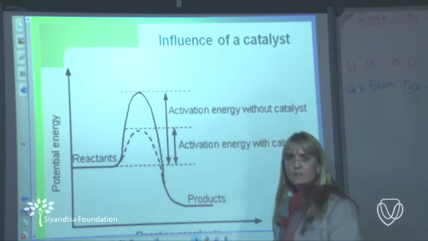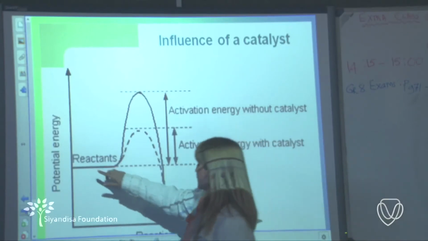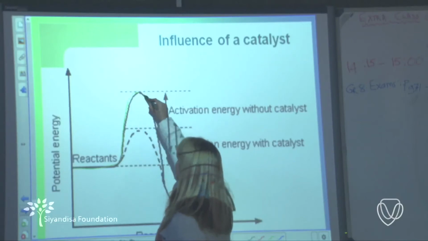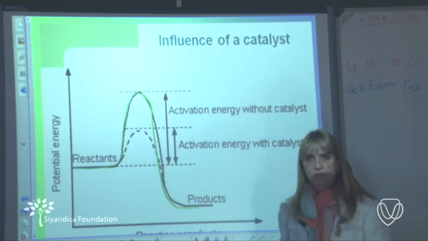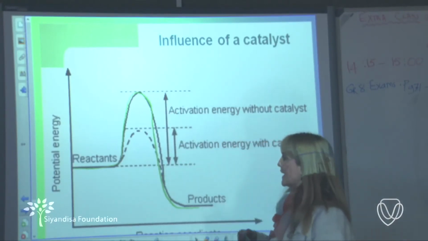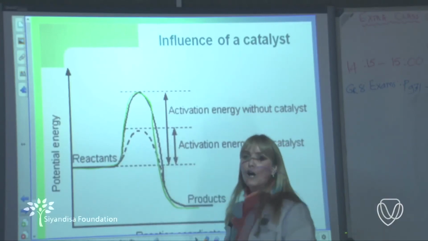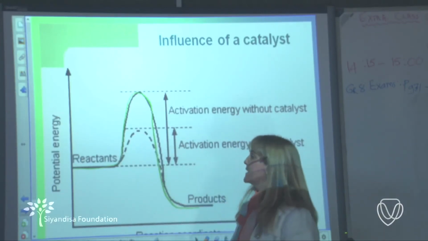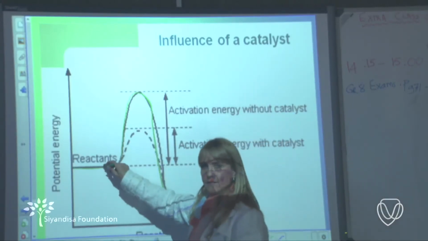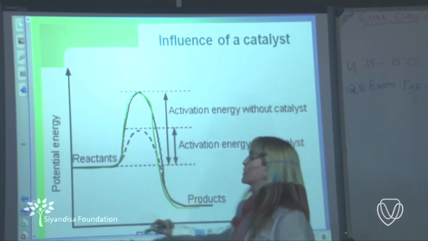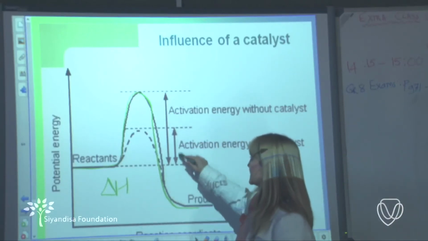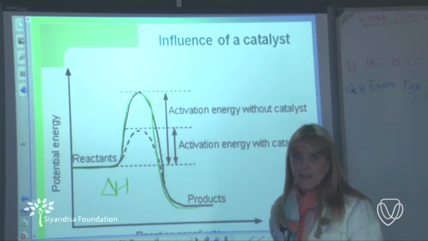Remember from last year, your potential energy graph? This reaction here, this pathway, is the reaction pathway without a catalyst, which means that this is my activation energy without a catalyst. But with a catalyst, I now have a pathway with a lower activation energy. Please remember that adding a catalyst does not change the energy of the reactants or the energy of the products, which means that it does not change delta H. It will only influence the activation energy of the reaction.